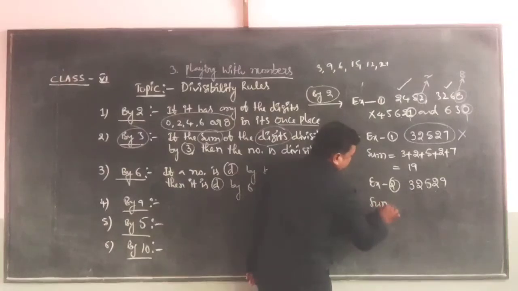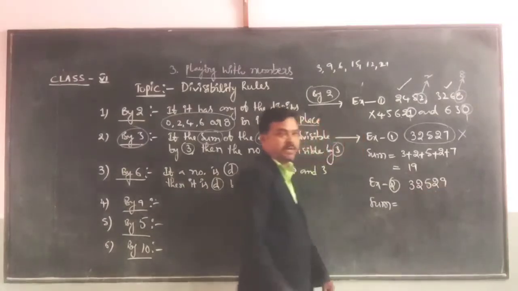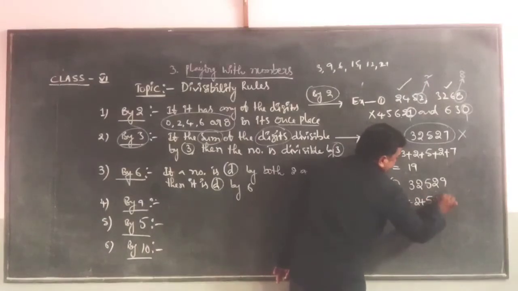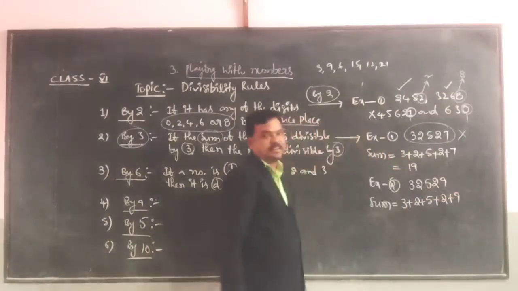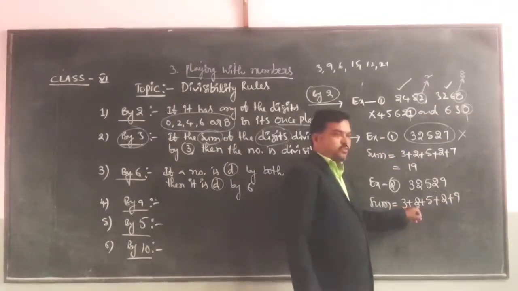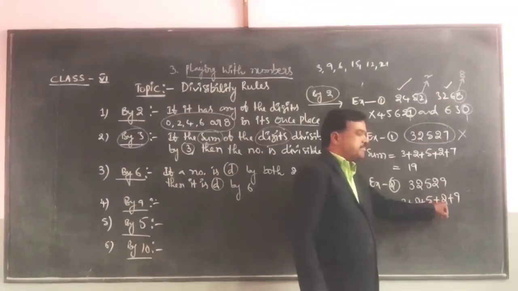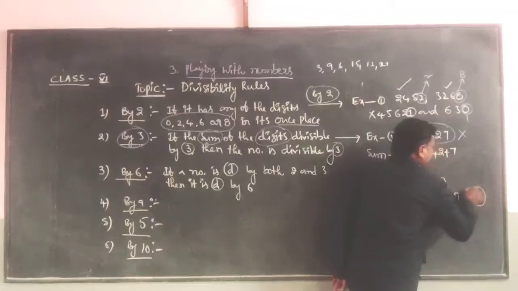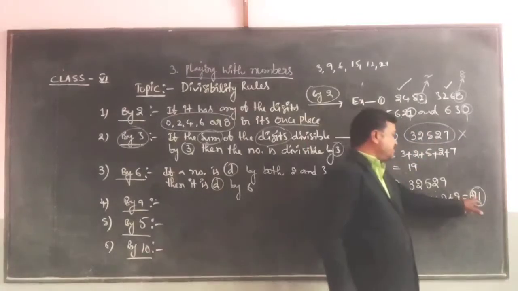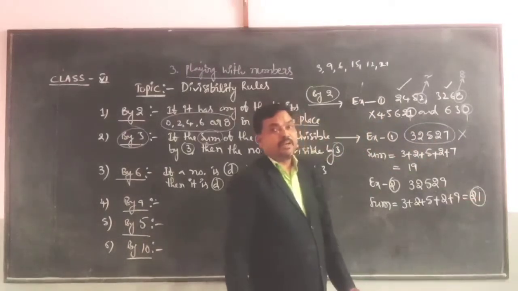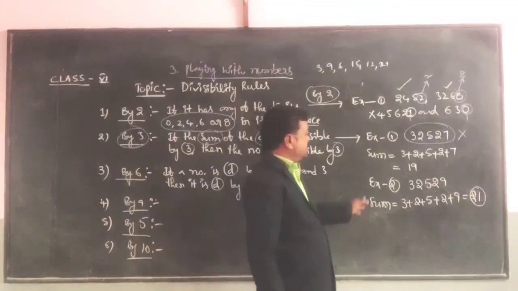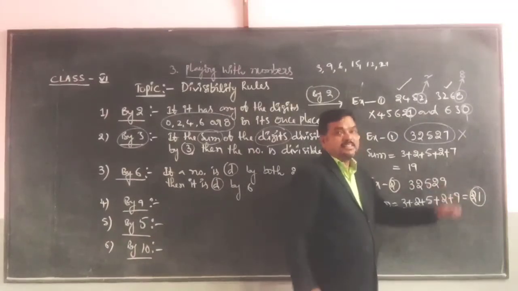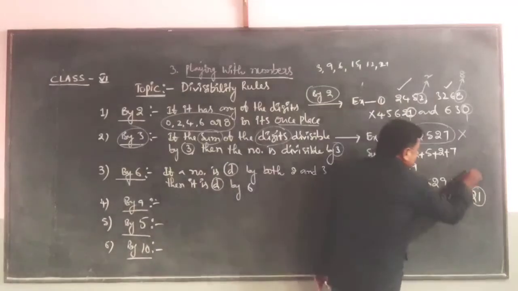Here also, first we have to add all the digits of the number: 3 plus 2 plus 5 plus 2 plus 9. 3 plus 2 is 5, 5 plus 5 is 10, 10 plus 2 is 12, 12 plus 9 equals 21. So we got the summation 21. 21 is a multiple of 3. So the number 32,529 is divisible by 3.